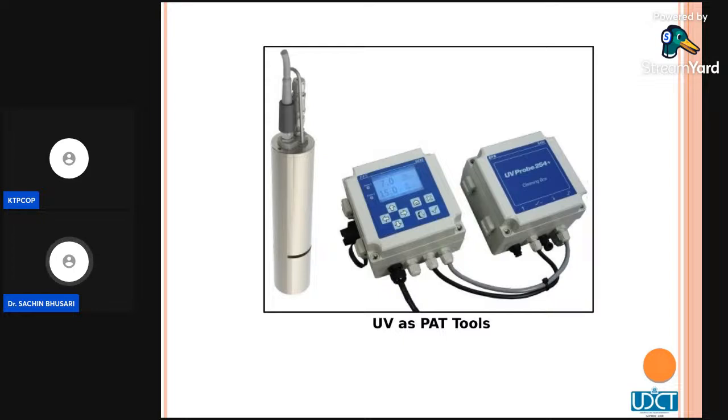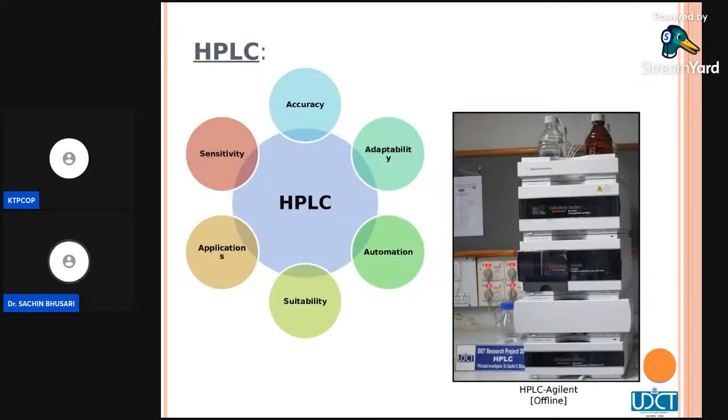But in actuality, when UV is used as a PAT tool, it is a different instrument. You can see the probe, you can see the displays, you can see the inline mechanism by which you can use the probe. Now HPLC.